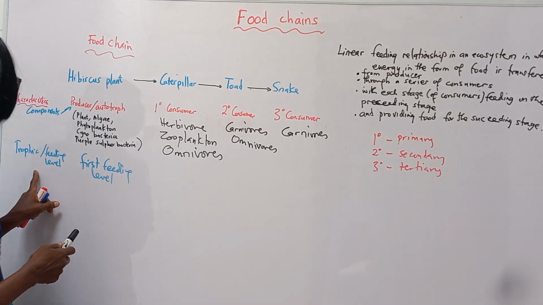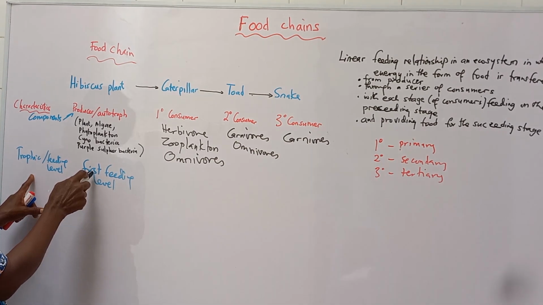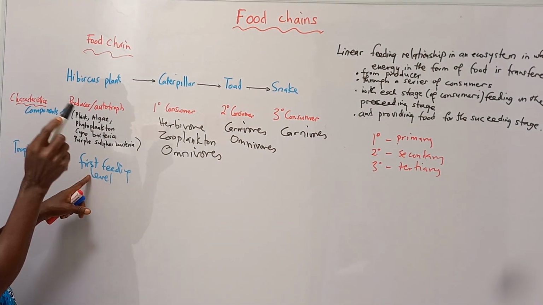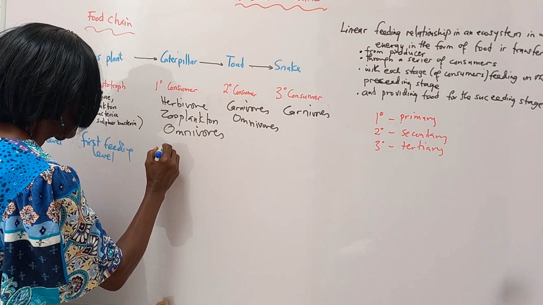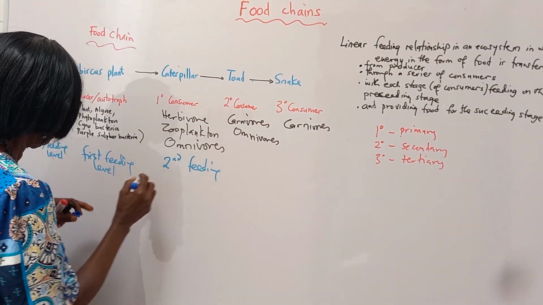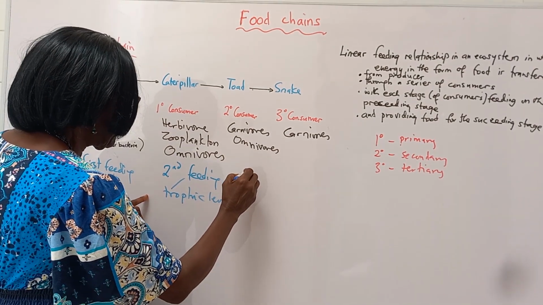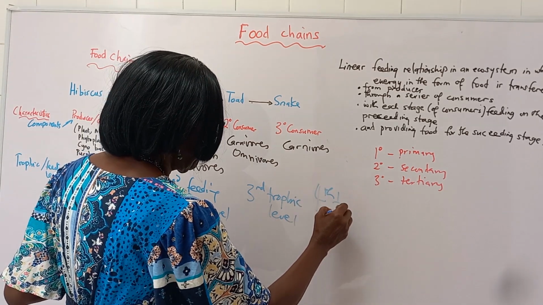Then we also have trophic or feeding levels in the food chain. These producers are the first feeding level, the first level at which food is taken. Then here will be the second feeding or trophic level. Then we will have the third trophic level, and you can have the fourth trophic level.